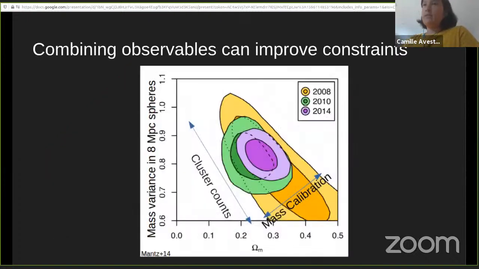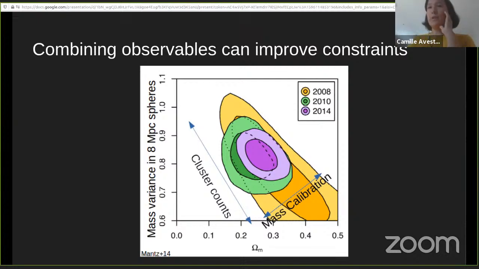So going back to needing multiple observables, let's take a look at what that does, because combining observables can improve constraints. Many of you likely already know this, but this is a nice pictorial example of how that can work. This is showing cluster-based constraints on two particular cosmology parameters: the mass variance in 8 megaparsec spheres, sigma 8, and omega matter. This orangey yellow is the largest banana in here. This is from X-ray only in 2008, and you see it spans that entire space.